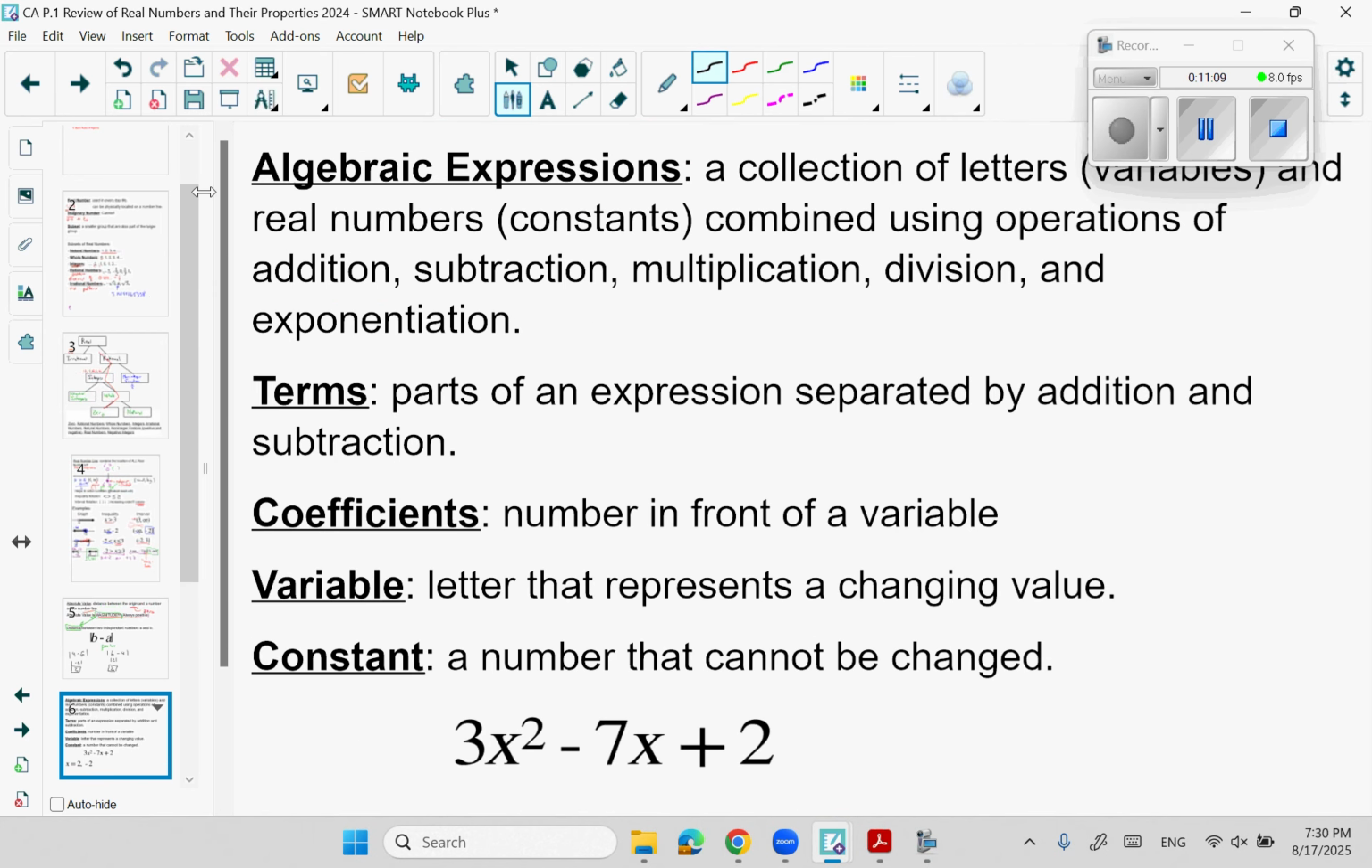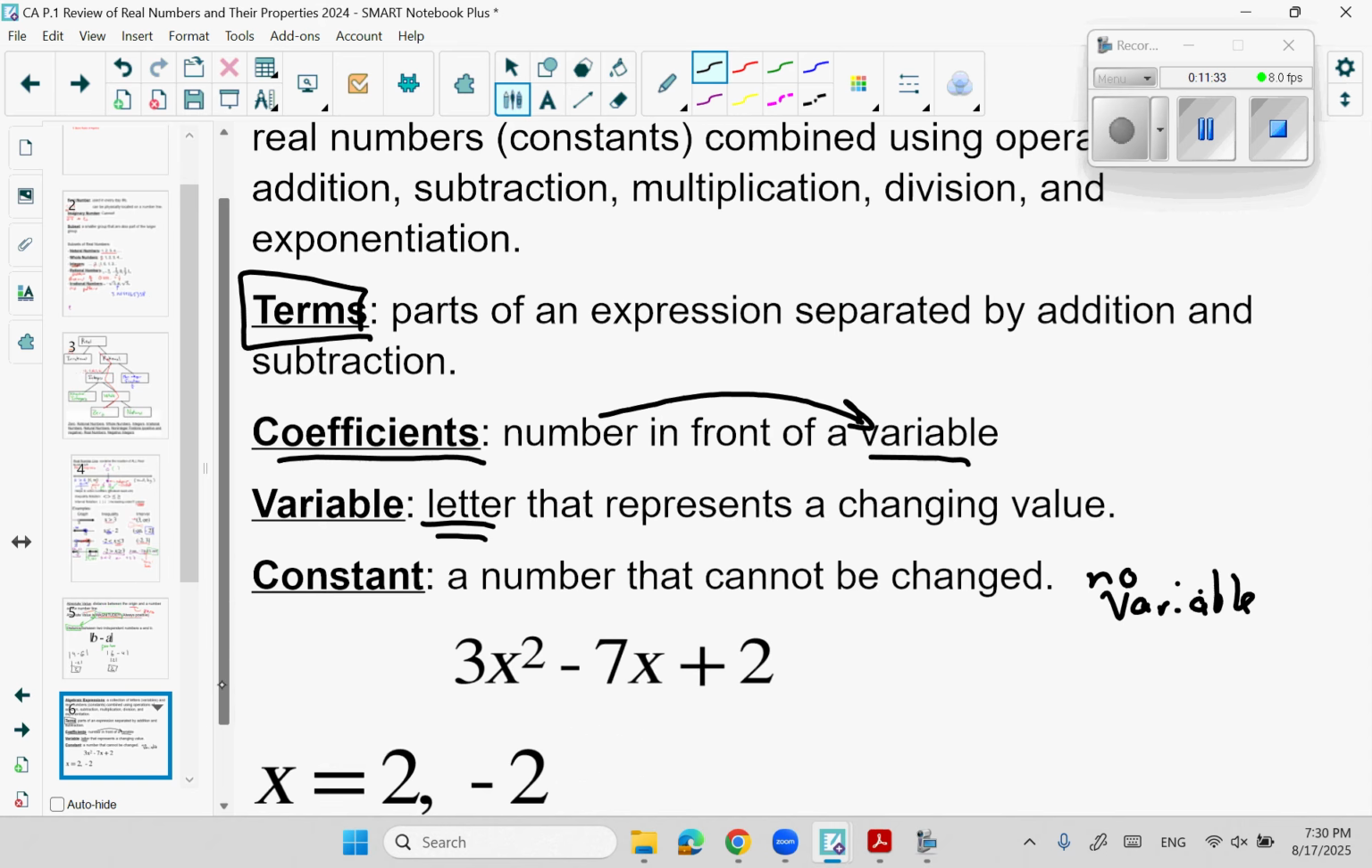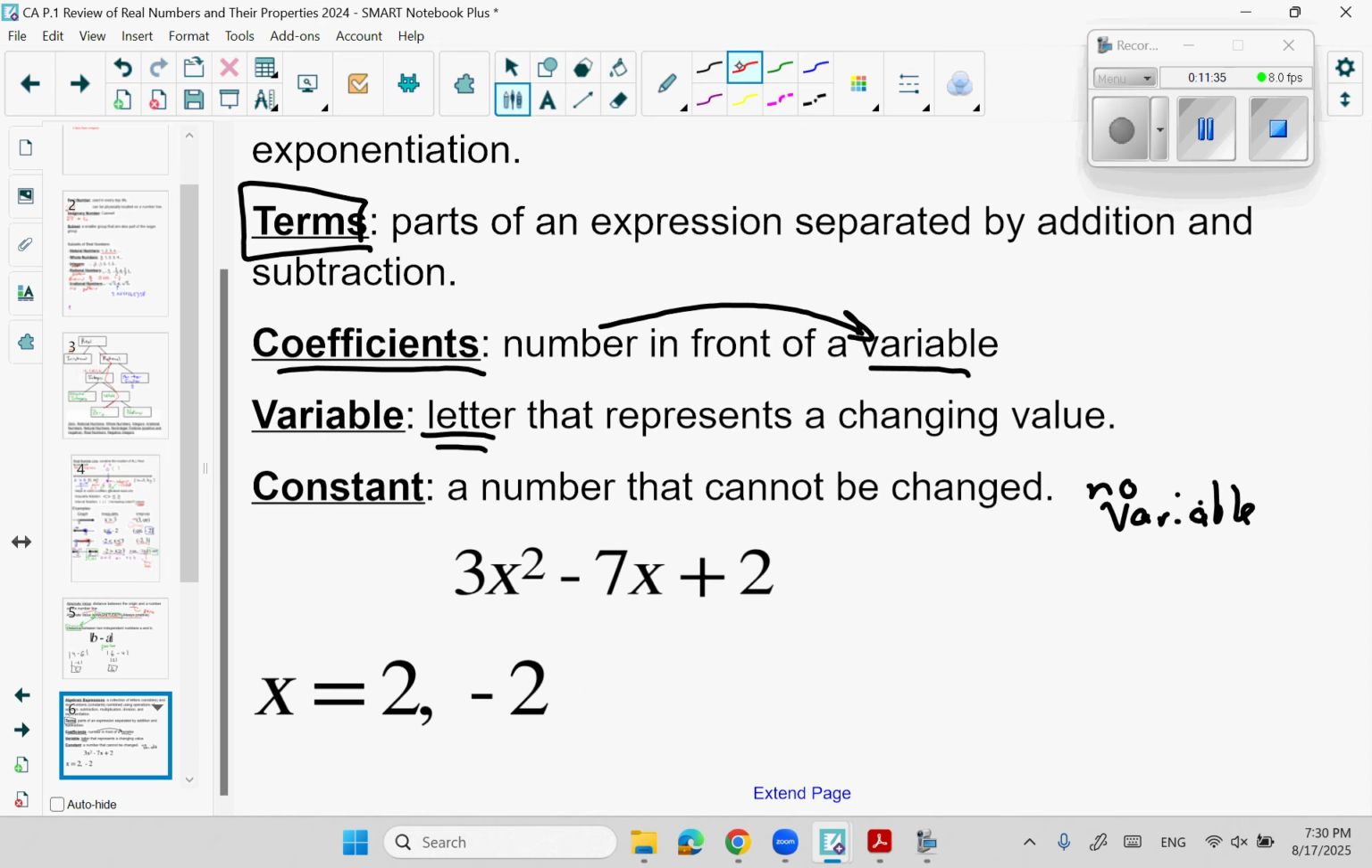Okay. Algebraic expressions. The big things to note are terms, that's each individual thing. Coefficients are always the number in front of the variable. Variables are always our letters, and a constant has no variable because it cannot change. So each individual thing is a term. So this would be a term, this is a term, this is a term.